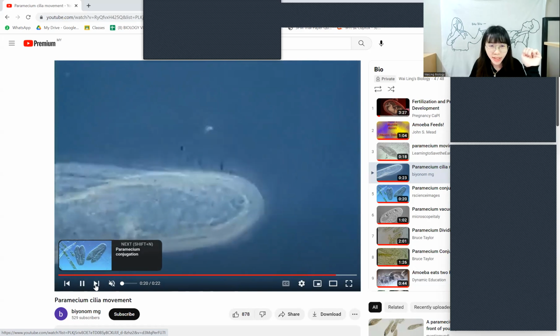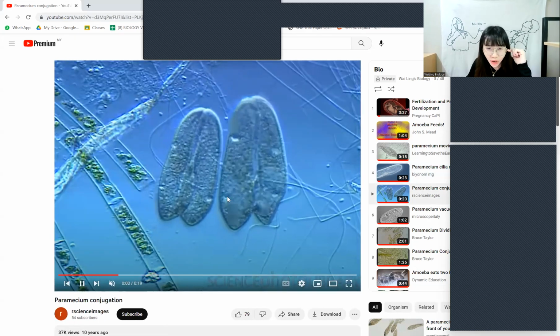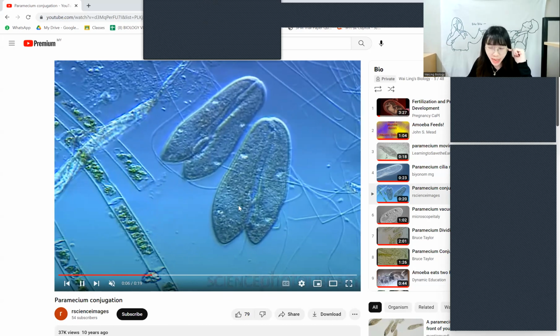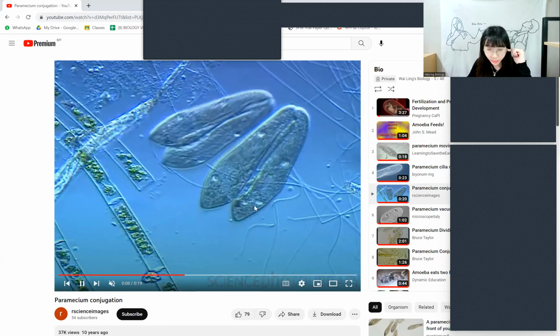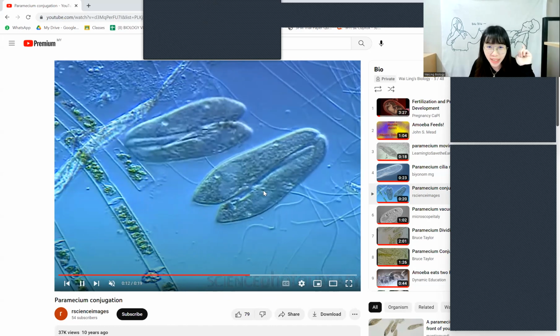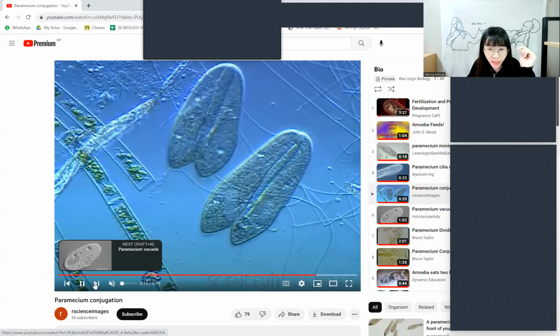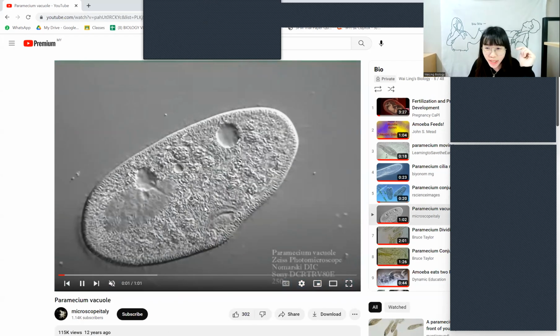We have conjugation. Can you see the oral groove of both paramecium species? They join together. They kiss. Kiss means that they're exchanging genetic information. This is how they have babies, by kissing. This is conjugation.